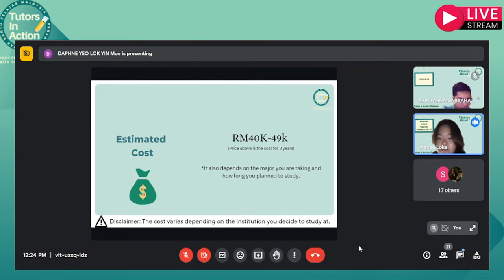Mostly we pay by semester. If you decide to transfer in 2 semesters, you just have to pay 2 semesters' cost, which is about 19,000. It's very flexible. And here are the scholarships.